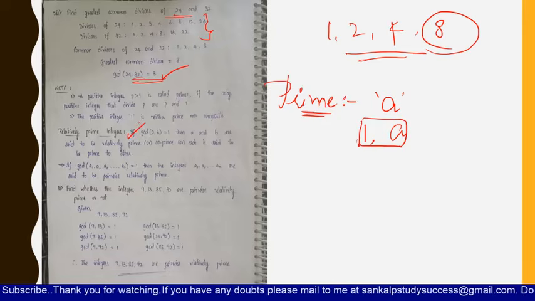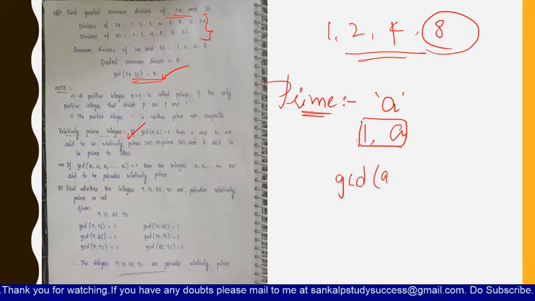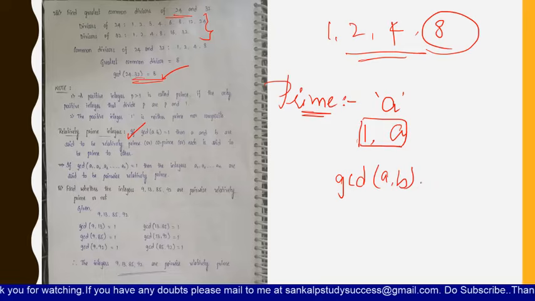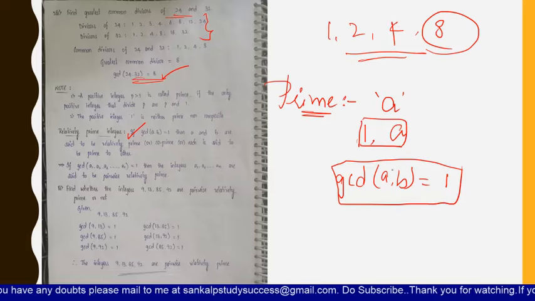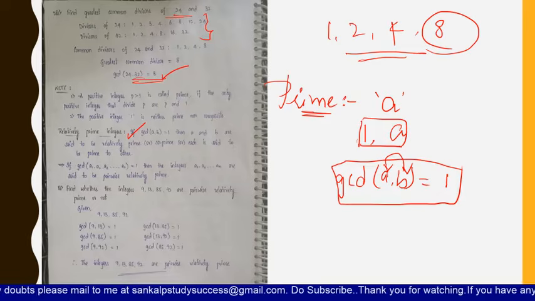Now, coming to relatively prime integers. What are relatively prime integers? See here, when the GCD of two numbers, a comma b, is equal to 1, this is the important one. When GCD of a comma b is equal to 1, then you will say that a and b are relatively prime. You can also say they are co-prime, or you can also say each is said to be prime to the other.